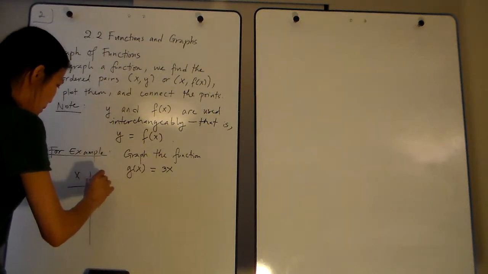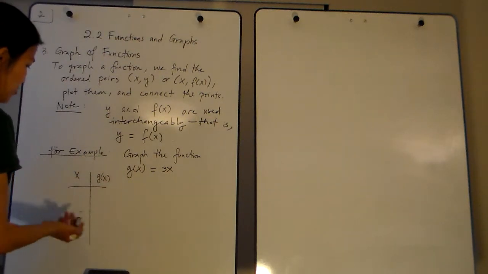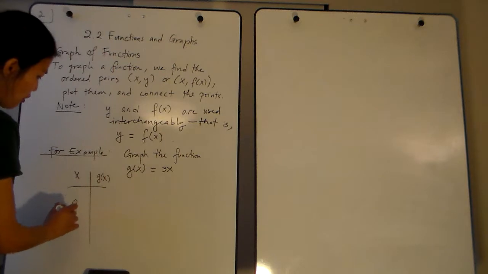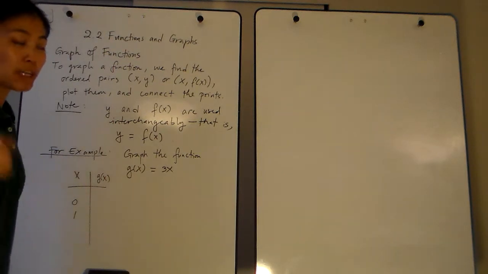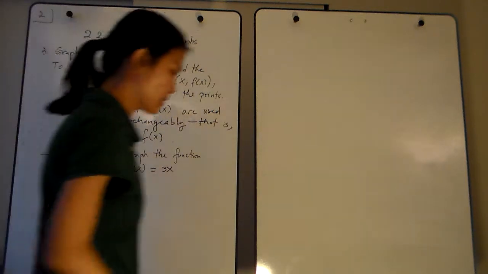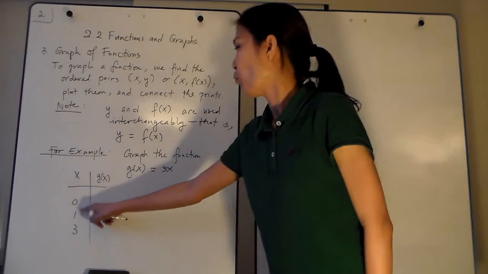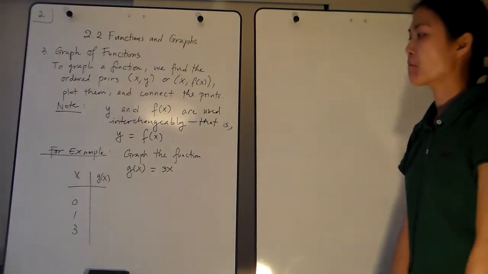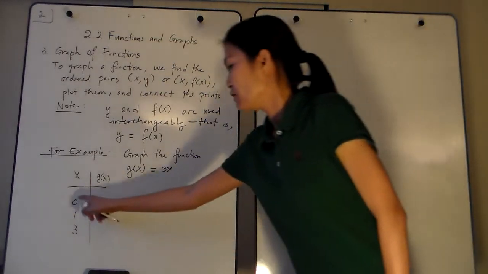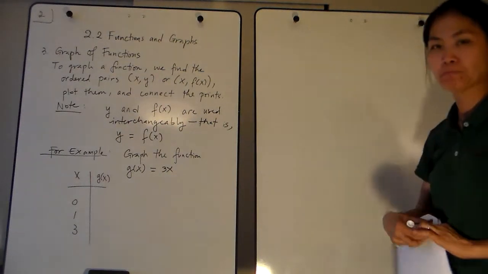So, g of x is just like y. Let's start with 2 points. Pick easy points, like 0 and 1. The reason I picked a third point is just for verification. What if we did not calculate one of the first 2 points correctly? Then we'll see these 3 points are not aligned to each other, and it won't generate a line.